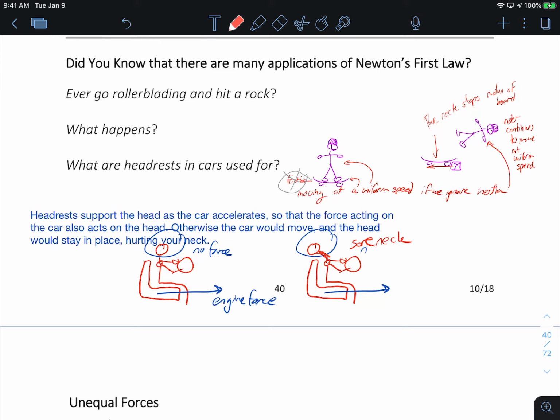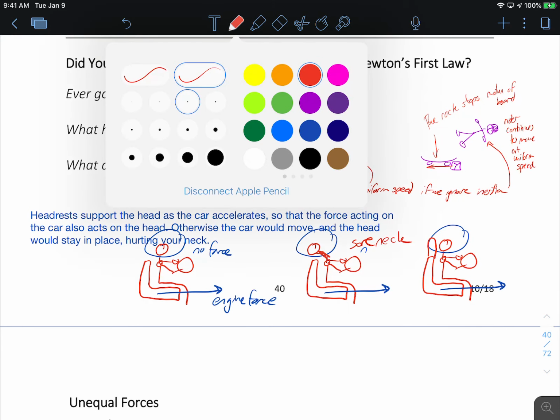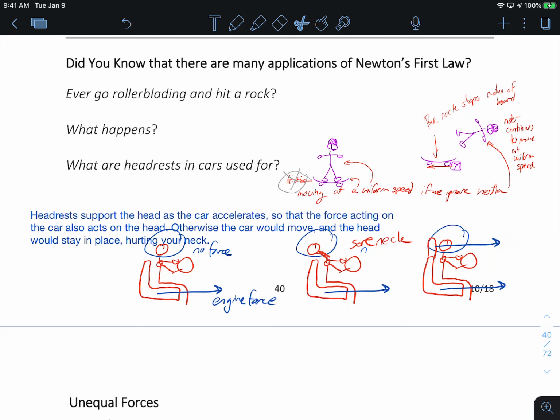If we put the headrest on, then this force that the car is exerting also acts on the head, so the head is supported as the car accelerates. This wasn't a problem in the early designs of cars. Lots of early 1940s cars didn't have headrests, but also those cars couldn't accelerate at the rates that our cars can today.